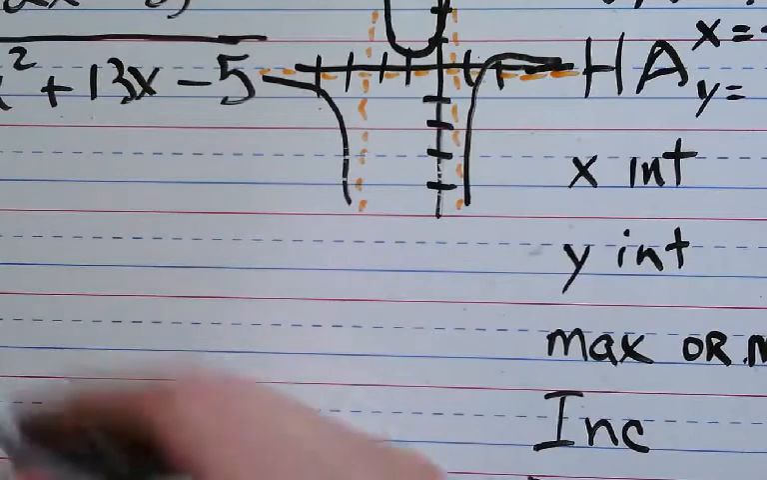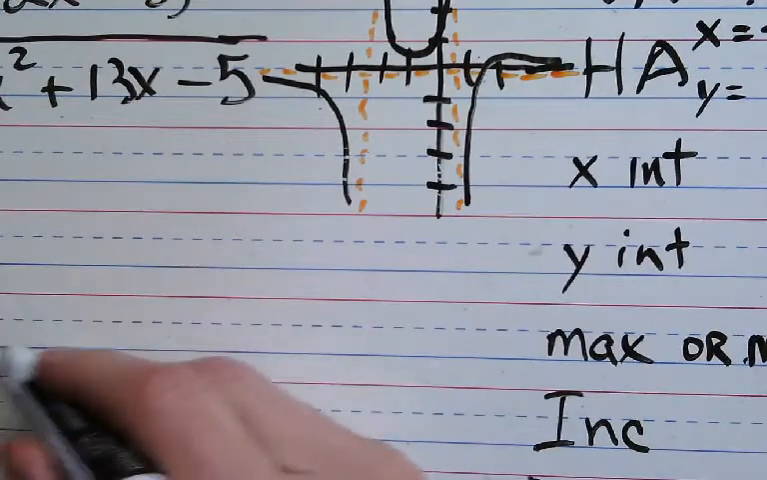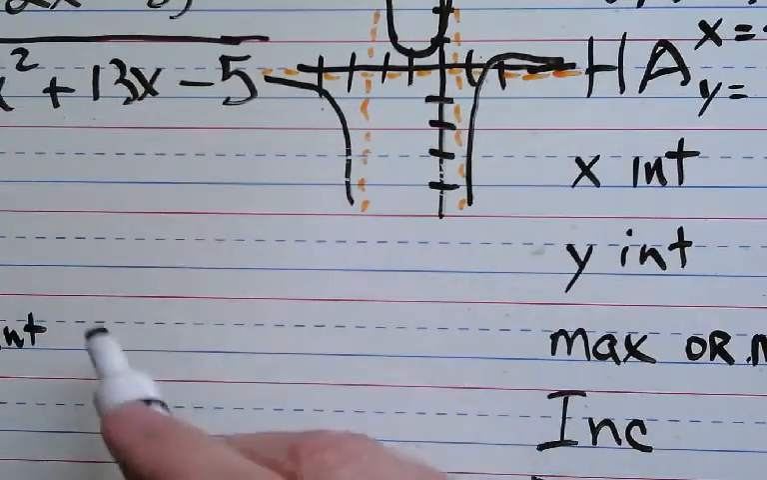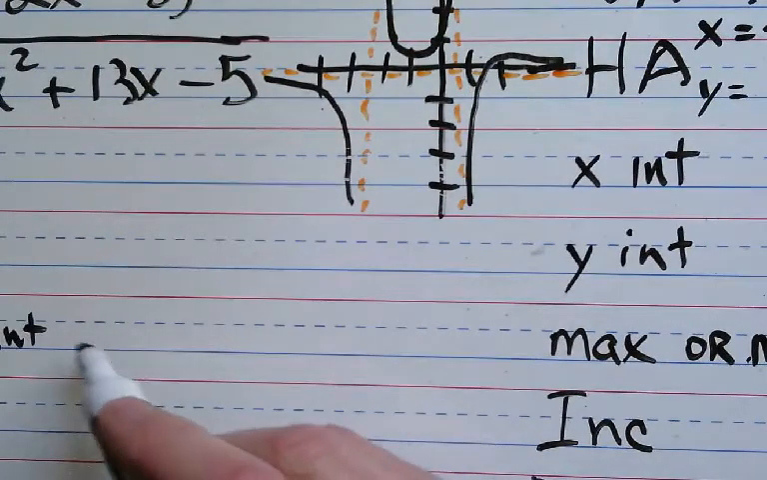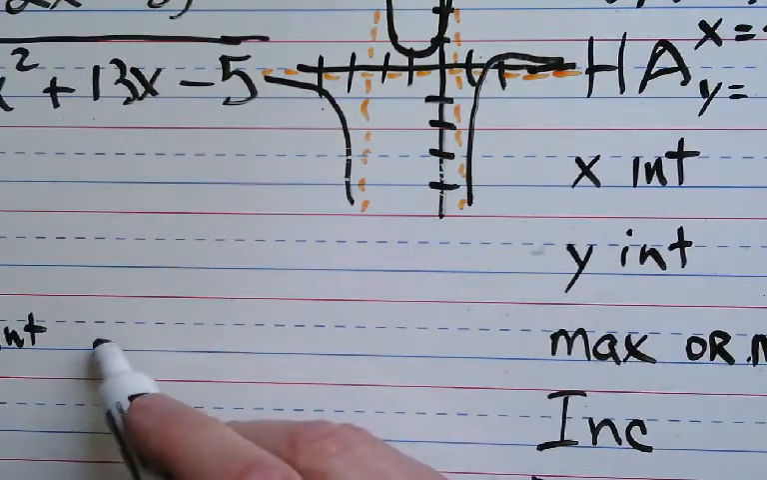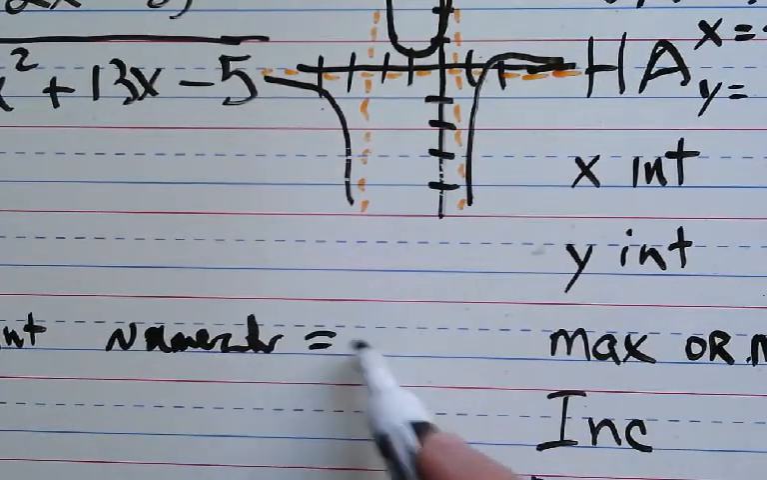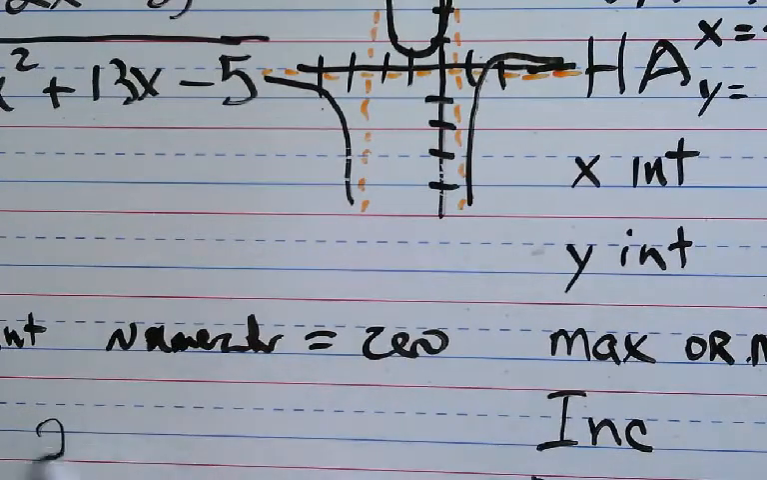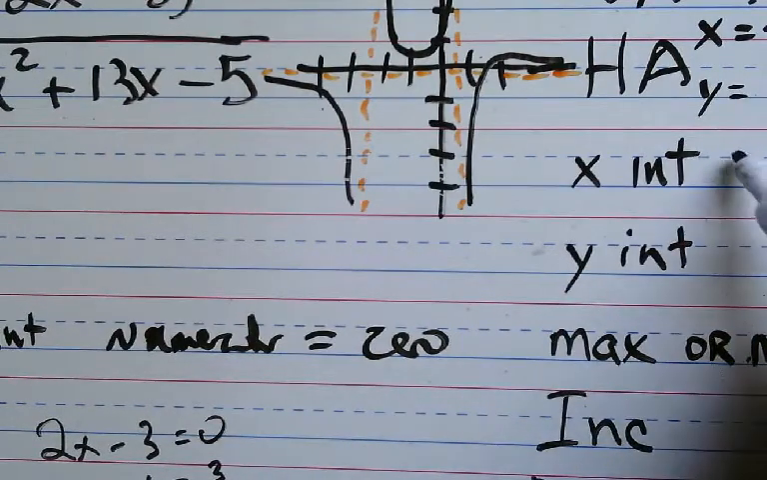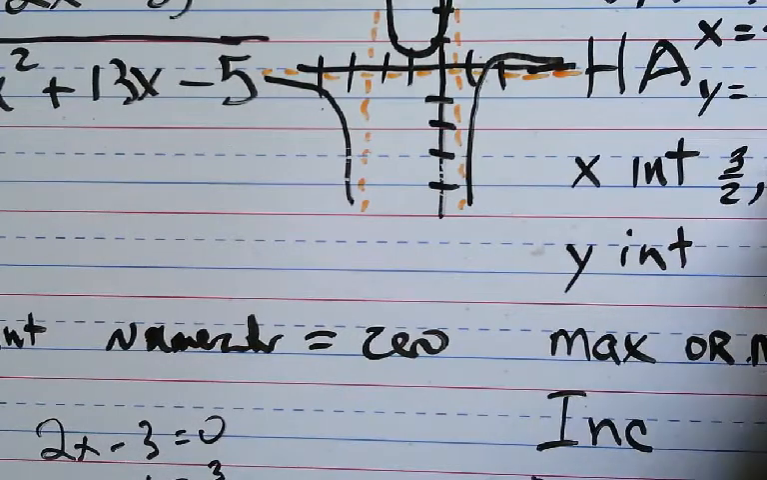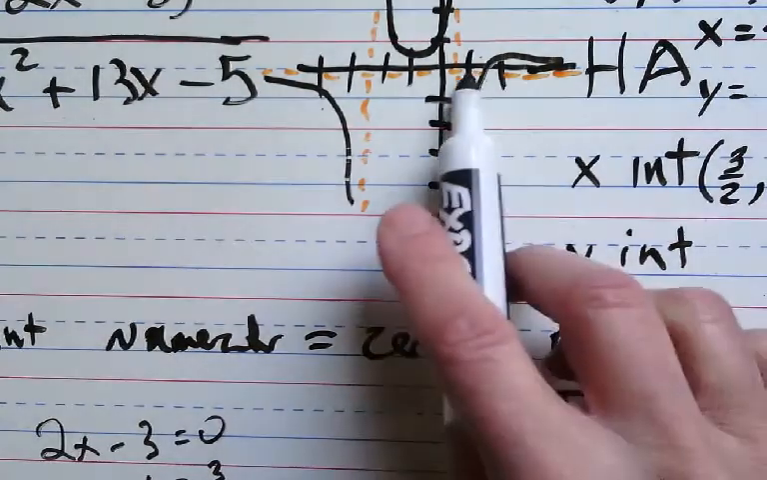Well, the x-intercept is what makes the numerator equal 0. Numerator equals 0. So 2x minus 3, that would be 1.5, right? 3 divided by 2, that's the x-intercept. So 3 over 2 comma 0. What's the x-intercept? 1.5 comma 0.